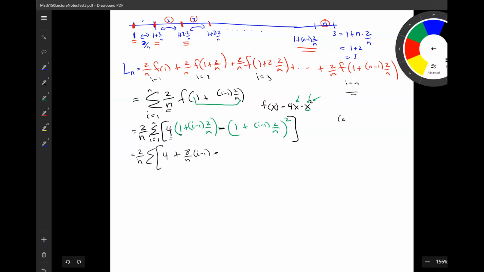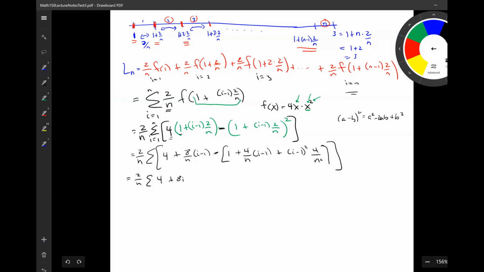So good thing I know (a minus b) squared is a squared minus 2ab plus b squared, because that's what I'm going to use. And keep parentheses here. So I have 1, and then plus 4 over n times (i minus 1), so that's these two multiplied together times 2, plus (i minus 1) squared, 4 over n squared. Okay, so I'm going to take the time to do more multiplying out.